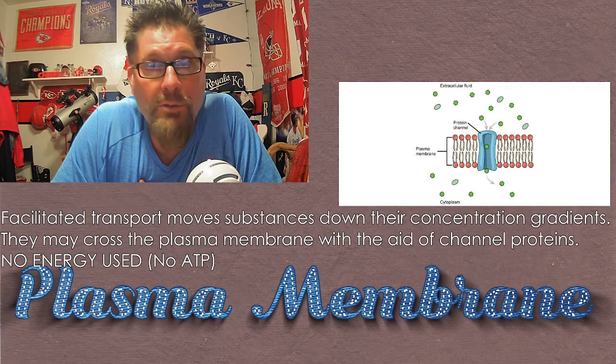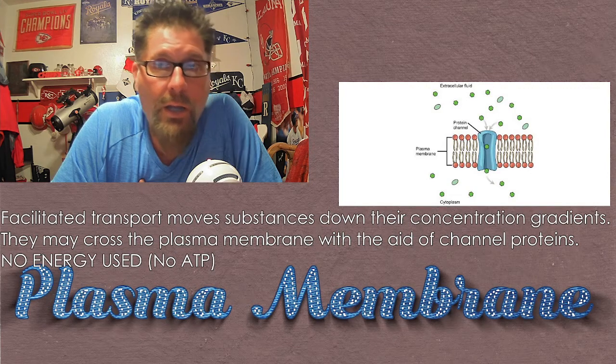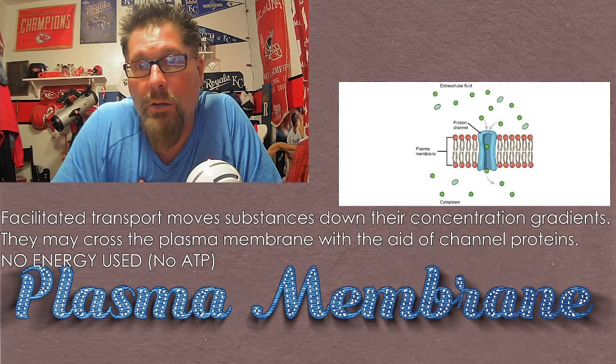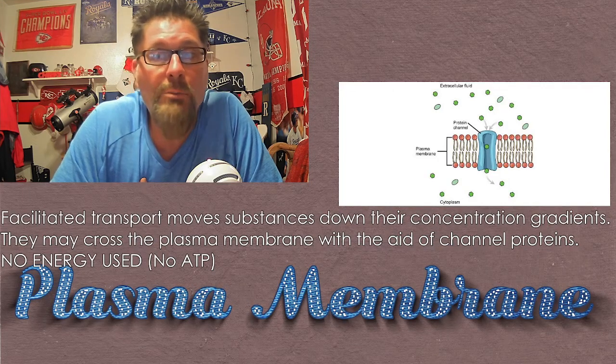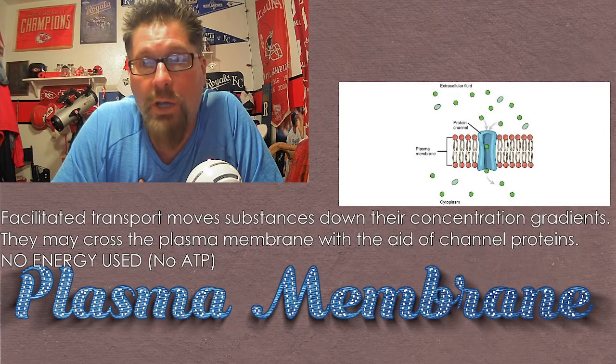So passive transport, diffusion, and facilitated diffusion are all trying to do the same thing, balance out the amounts. If we've got 20 on the outside and 10 on the inside, that's a total of 30. So we're going to try to move things around to where we get 15 on each side.